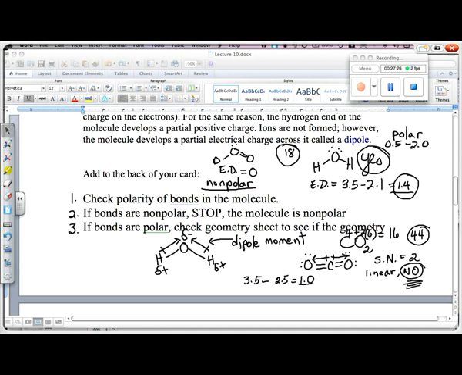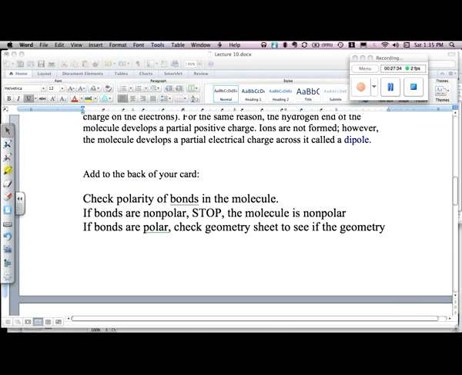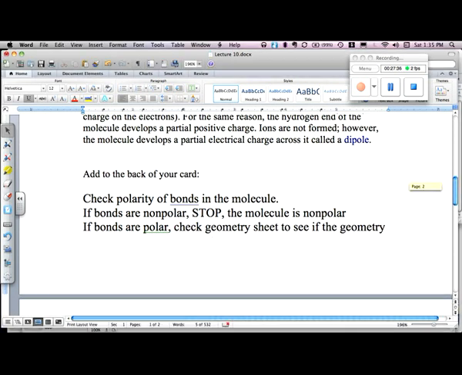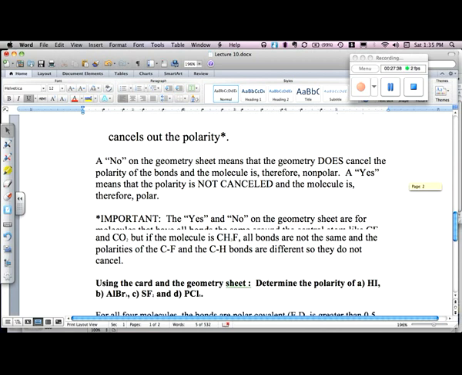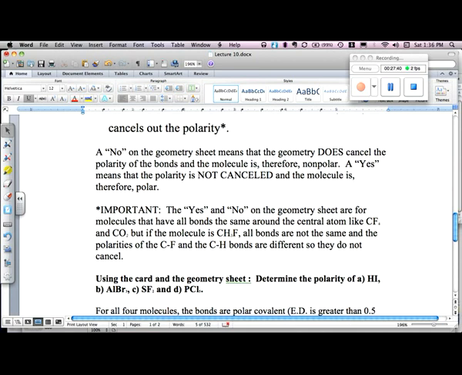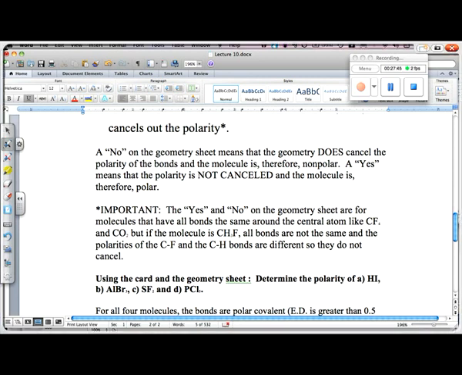All right, we're going to scroll down and do the examples that came with the notes, and then we'll be wrapping up Lecture 10. All right, so let's talk a little bit about these caveats with the steps. A no in the geometry means the geometry does cancel the polarity of the bonds. I've already talked about that.